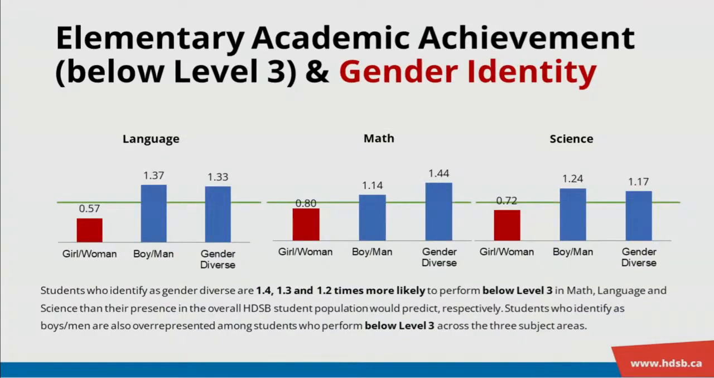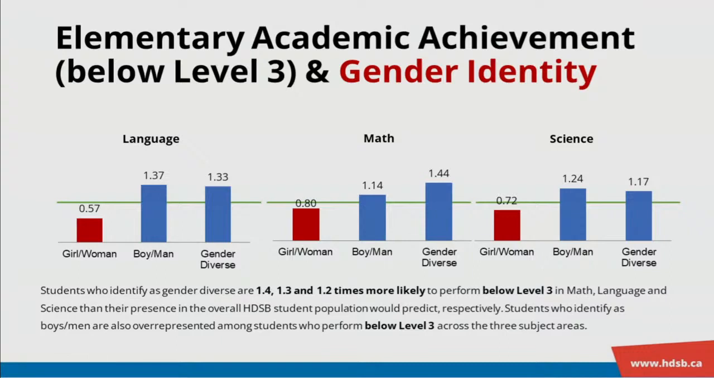Next, we looked at gender identity, again, as defined by the Anti-Racism Directorate. Students could choose among a variety of gender categories. For the sake of the bars, we grouped gender non-binary students as gender diverse. And then we have girl, woman, and boy, man.